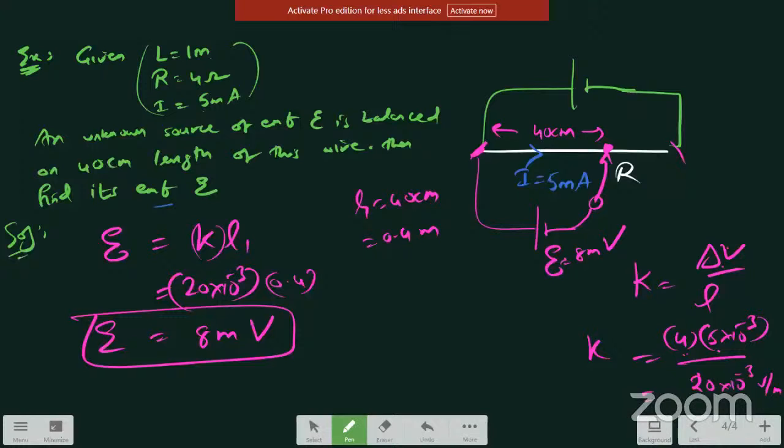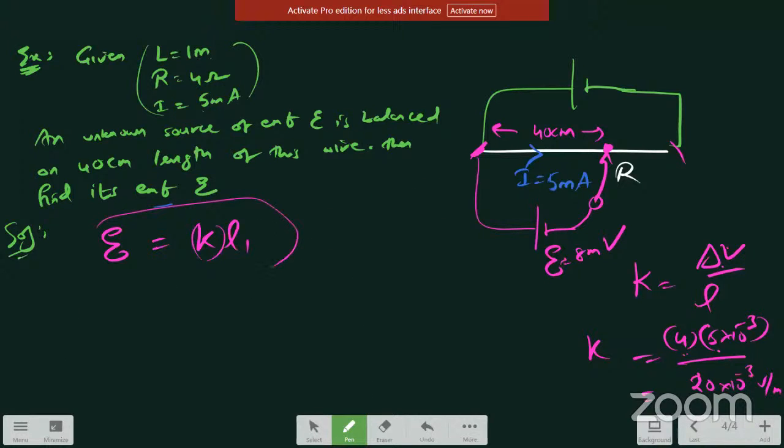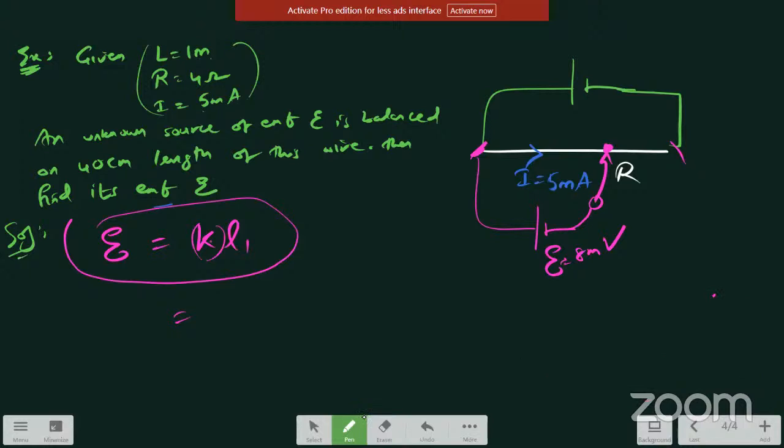I know E is equal to K L1 is the formula for finding out the EMF of an unknown source. What is this K? K is the potential gradient through this wire. Which wire? This wire. Potential gradient, what does that mean? Potential gradient means potential drop per unit length. So if I say from point A to point B, what is the potential drop that we discussed yesterday? How much is it?